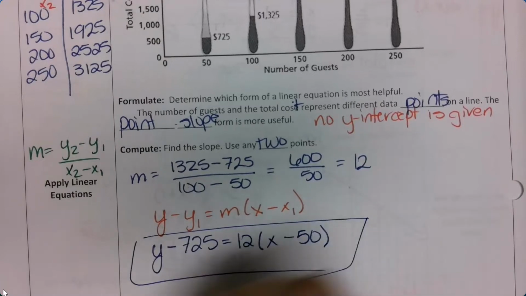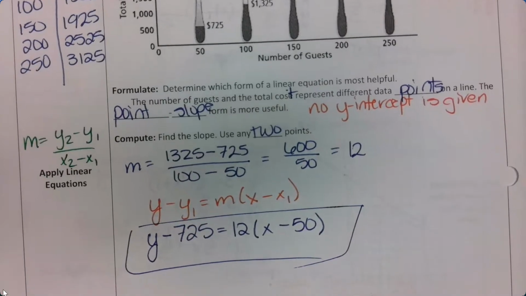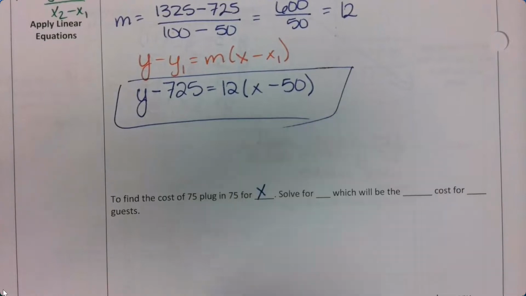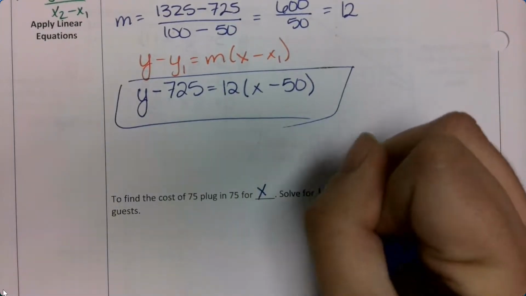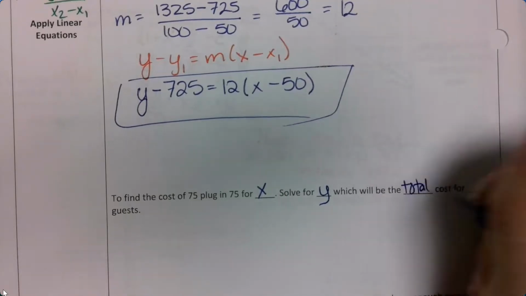Okay, so this is the formula, but is that what the question was asking me? Find the formula? No, it was asking me if she's planning it for 75 people. It was asking me if 1,200 is enough money for the party. So I need to plug in 75 in for which letter? X, because that's representing our people. And I want to solve for Y, which will be the total cost for 75 people.